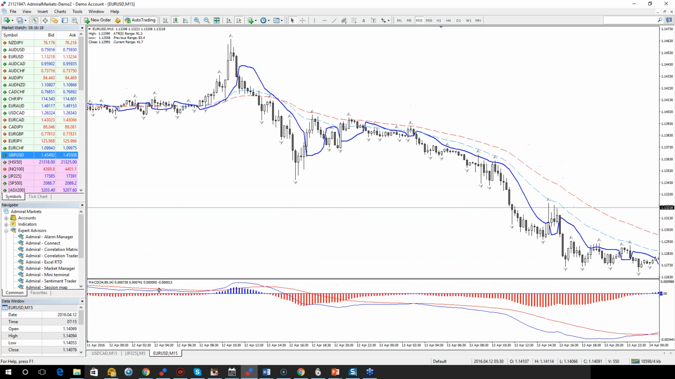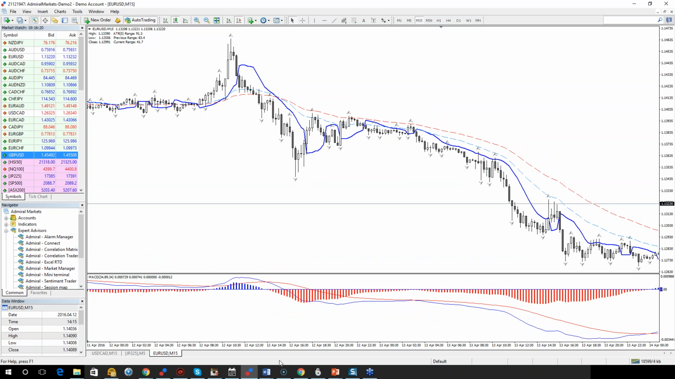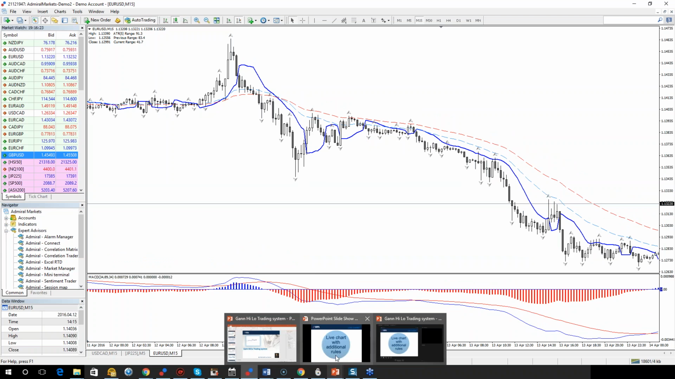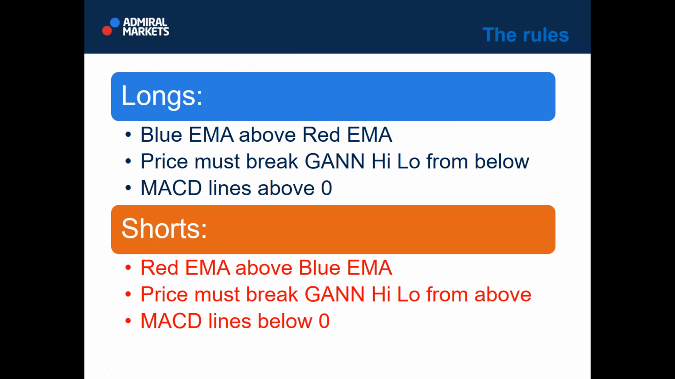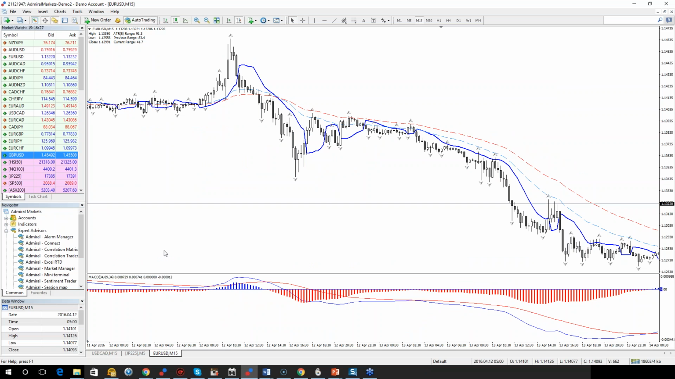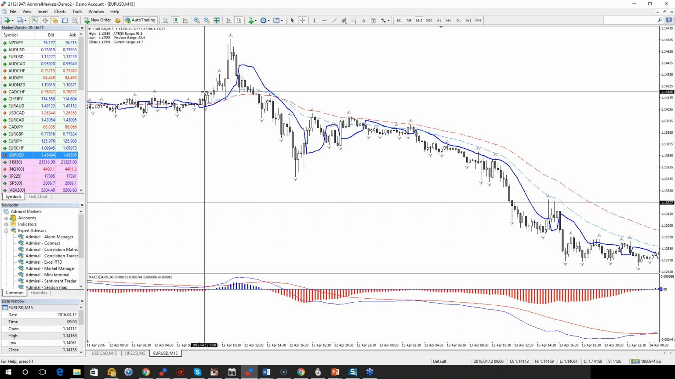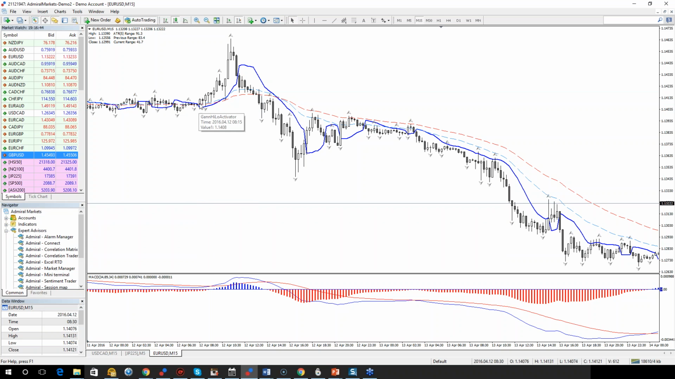For uptrend, we said that MACD, both lines should be above zero. Okay, so this is it. MACD lines above zero, like this. So blue above red, these two lines are above zero, and this is your entry. So the price should be below Gann high and low, and if you want to make an entry, it should break from below above this Gann high low indicator, and it should proceed in your direction.